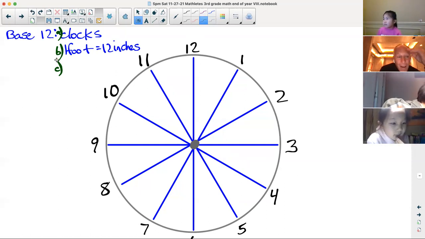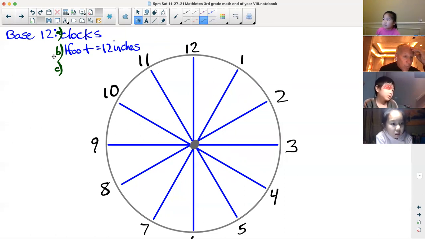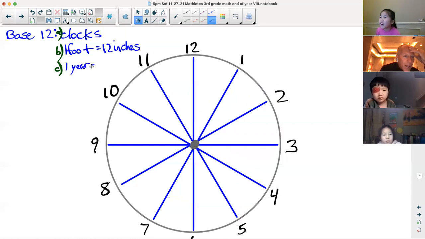And by the way, I just want to say that this is the end of November. Come on, guys. In 1 year, we have, there you go, 12 months. So there's so many wonderful things left over from base 12.